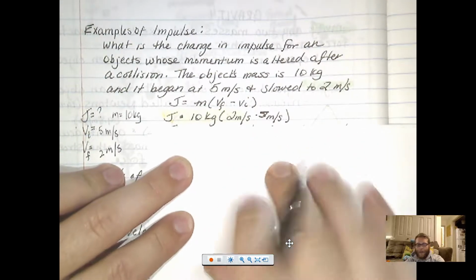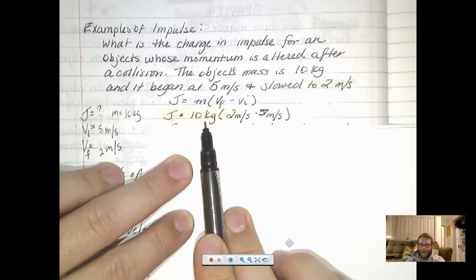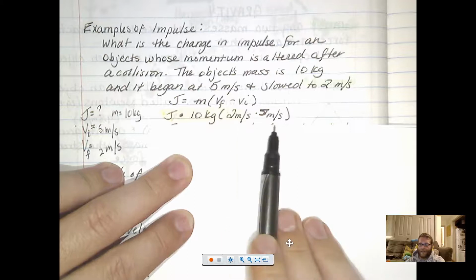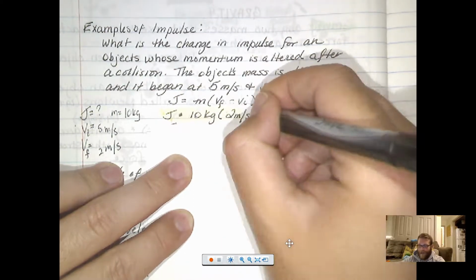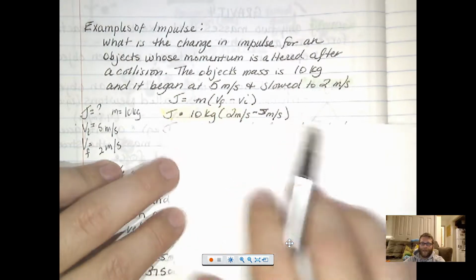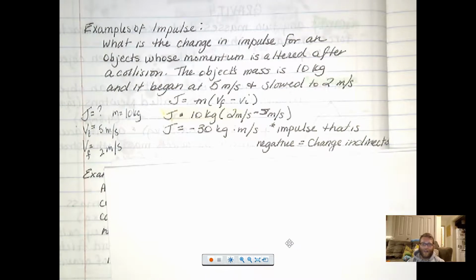So we take that, we plug it into our equation. So here we have our mass of 10 kilograms. We take that value times our final velocity minus our initial velocity. So here we've got 2 meters per second minus 5 meters per second. So when we do our calculations here, we end up with a negative impulse.